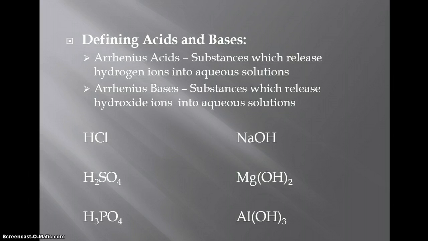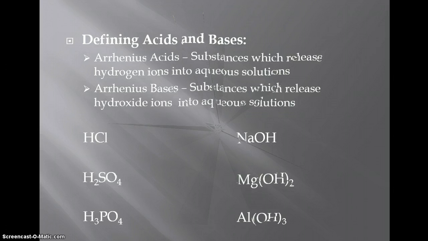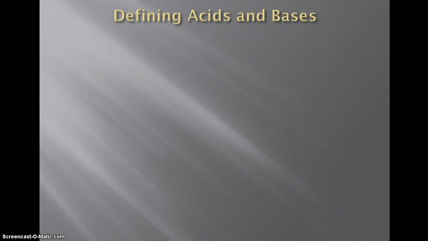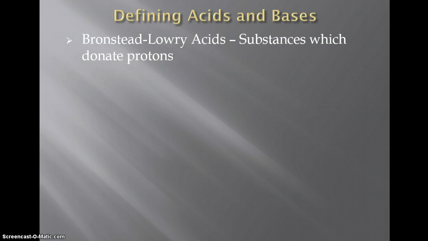And so we get to our next set of definitions, and this is the one that we will use the most, at least for our purposes, and that is the Bronsted-Lowry definition. And this is inclusive of everything in the Arrhenius definitions, but it's going to add a little bit more. And Bronsted-Lowry acids are substances which donate protons. Now, really this definition doesn't change from our previous definition of an acid, and here's why.